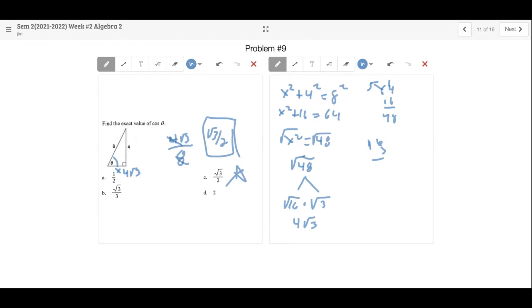Not 8 over, because remember, it's adjacent over hypotenuse. So it should be 4 square root of 3 over 8. Okay, and then you can simplify the 4 and the 8 down. Because cosine is adjacent over hypotenuse, the 8 should be on the bottom. Okay.